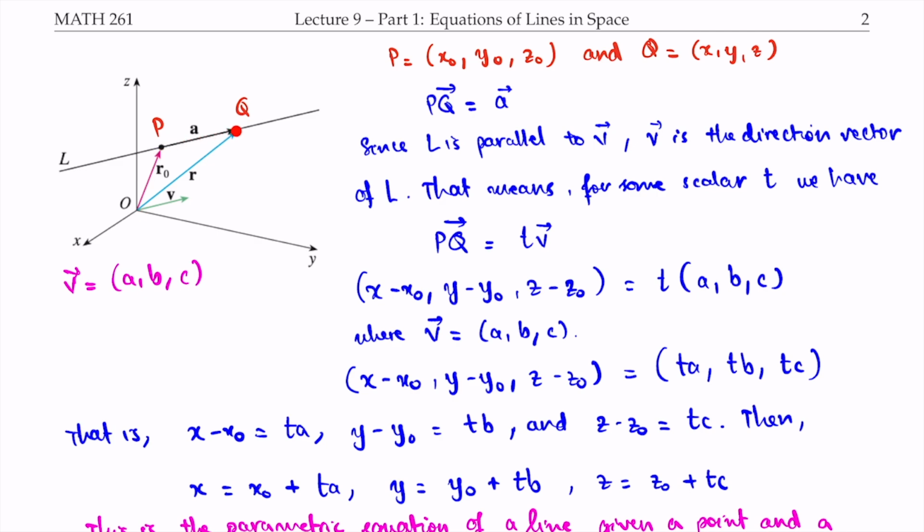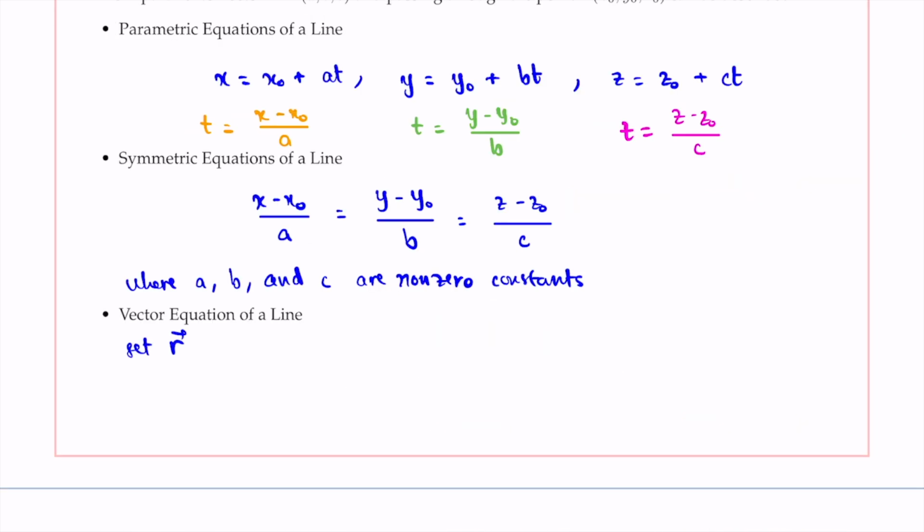And if you travel a distance a, or the magnitude of a, you have a new position vector r, formed by connecting the origin and the point Q. So the position vector r can be formed using the original position vector and the direction vector. Let r equal x, y, z, and r0 equal x0, y0, z0. To go from r0 to r, we take a distance of a, and a is parallel to v. So you have the vector equation of the line.